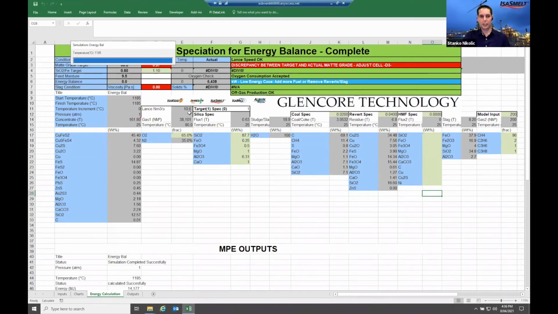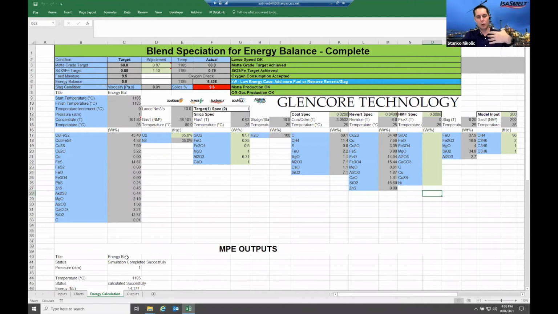So you'll see here, it's completing the calculation. MPE puts its outputs down below here. You can see the simulation has completed successfully. It's now filling in all of the outputs for what it's done as a calculation for us to then be able to go, well, how do I use this? How do I interpret this? How do I use this information to work out the right way to operate this furnace?